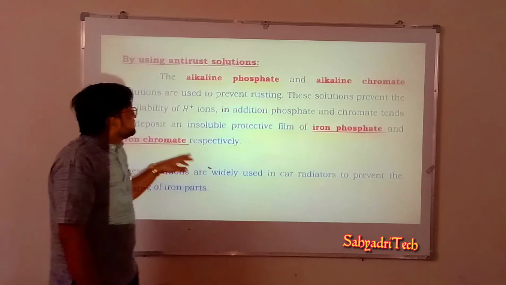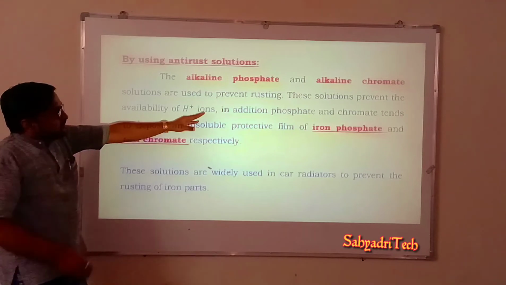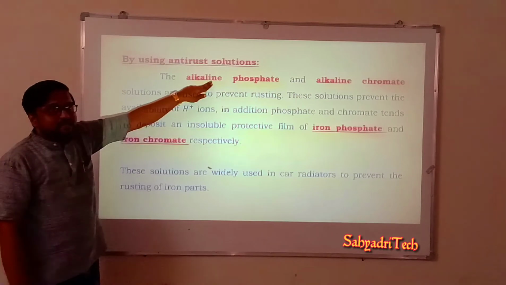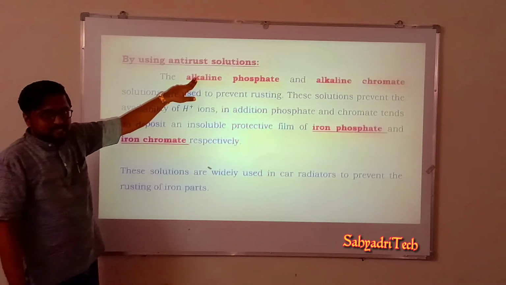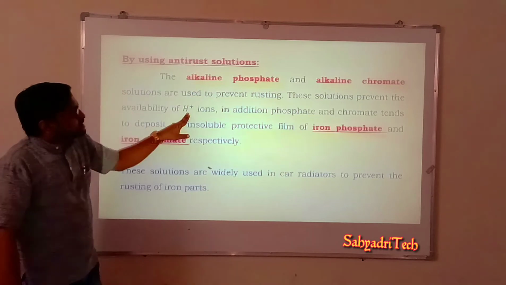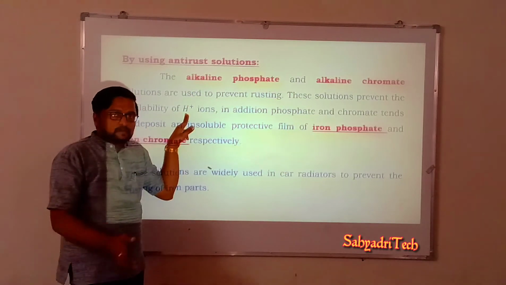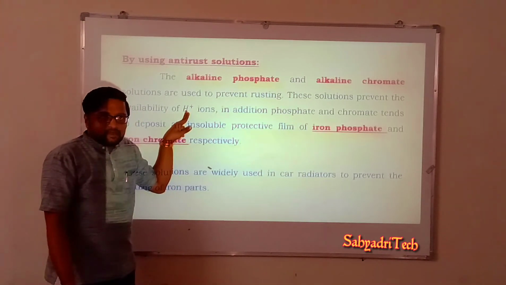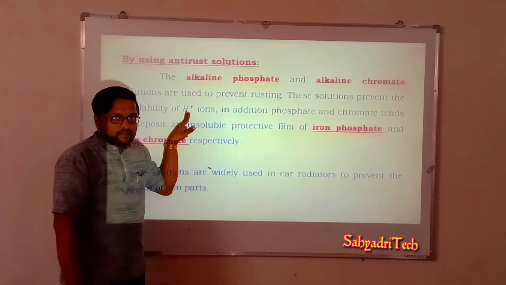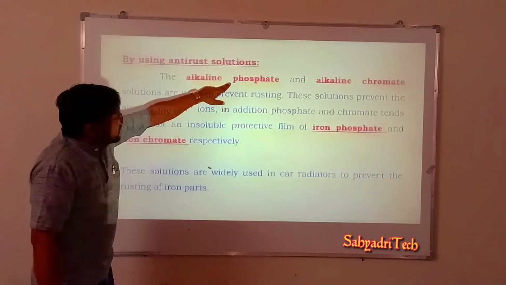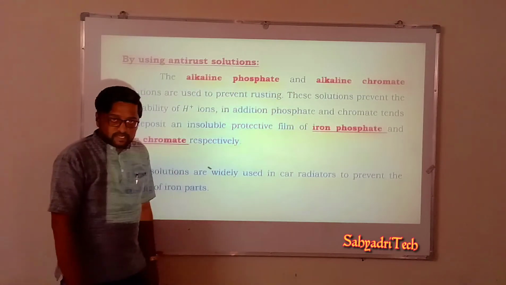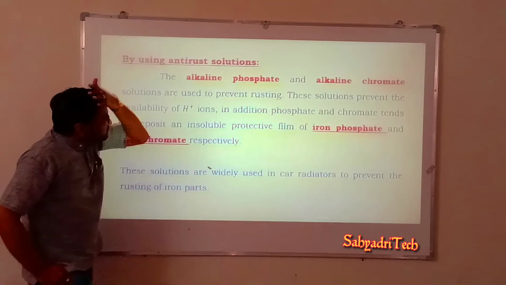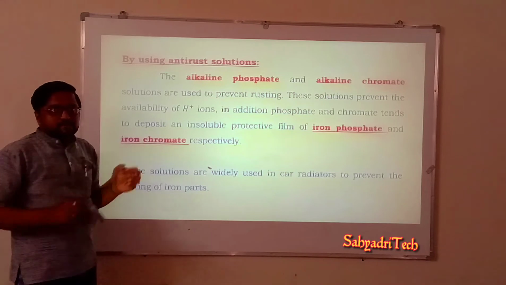In that case, these solutions prevent the availability of H plus ions. In the sense, the alkalinity, the basic nature of the solution, consumes the H plus ions totally. Means they absorb all H plus ions. Therefore, H plus ions are not available. So corrosion can be prevented. Further, what happens? These phosphate and chromate ions react with part of the iron and get converted into iron phosphate and iron chromate respectively.